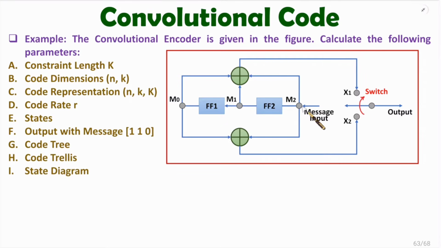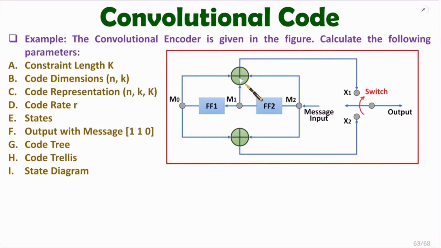So let us say you are giving first input over here. With next input, first input will come over here and whatever M1 is there, that will come over here, right? So with respect to message input, there will be change in M0, M1 and M2. Here if you observe output, then output is X1 and X2. This output X1 is addition of M0, M1 and M2 and output X2 is addition of M0 and M2. Remember, here we perform modulo 2 addition. Modulo 2 addition means XOR operation.